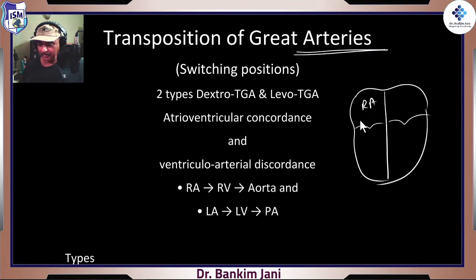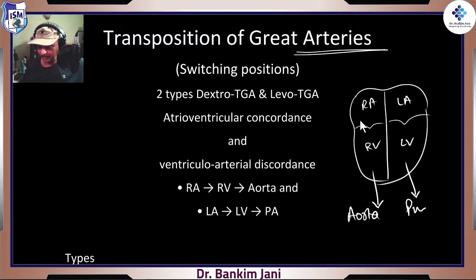Right atrium, left atrium, right ventricle, left ventricle. What if the right ventricle is giving output into the aorta and the left ventricle is giving output into the pulmonary trunk? How can this happen? Well, it can really happen.